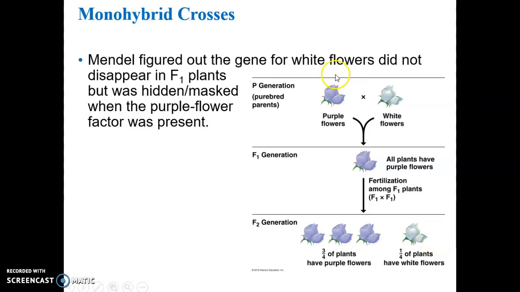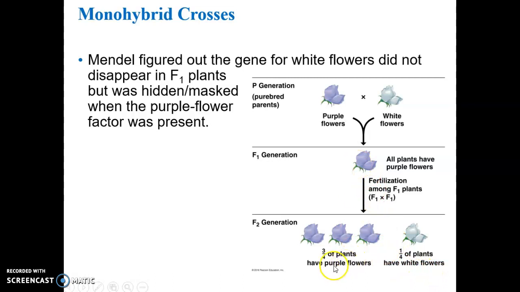And since he did this experiment many times, he was able to count the actual number of individuals in the F1 generation and then in the F2 generation. And he found another interesting thing. 3/4 of the F2 generation, 75%, produced purple flowers, and 1/4, 25% of the F2 generation produced the white flower.